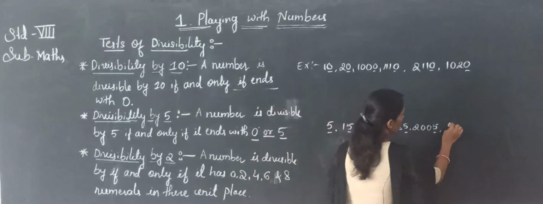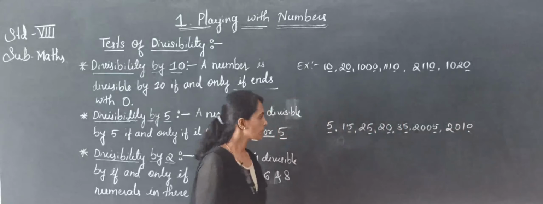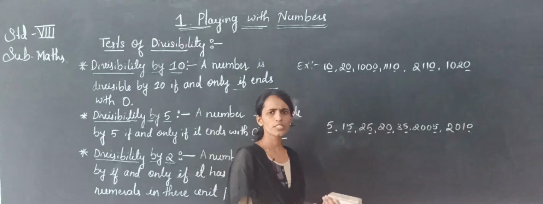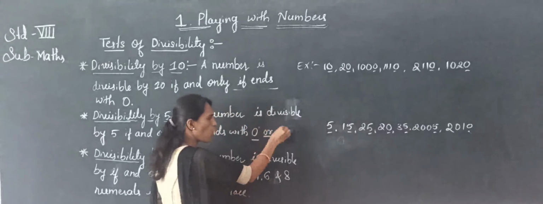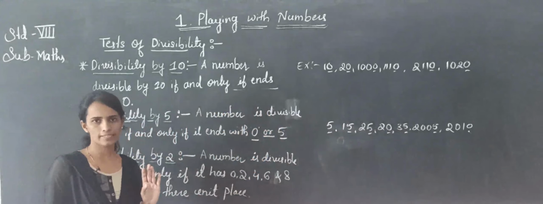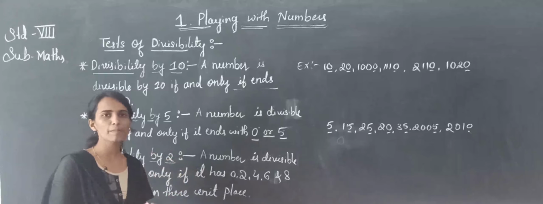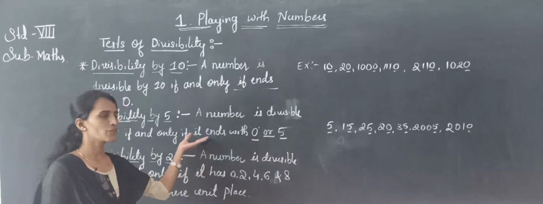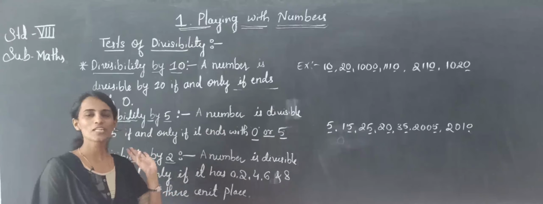Here, 2010 also ends with 0, so this is also divisible by 5. Any number which ends with 0 or 5 will be divisible by 5. Now it is easy to identify whether the given number is divisible by 5 or not. If you know the definition or this trick, it is easy.